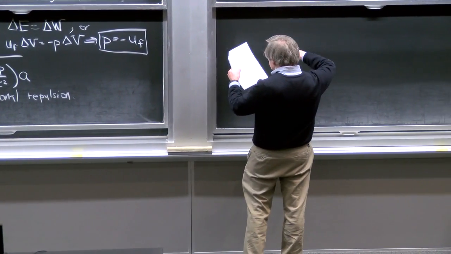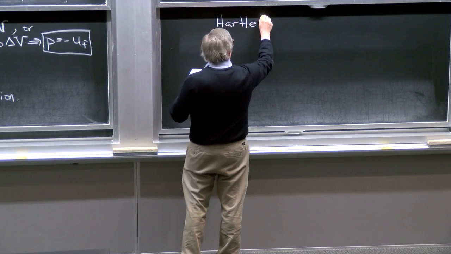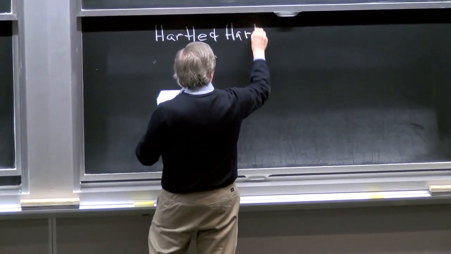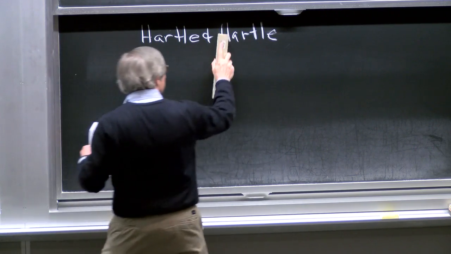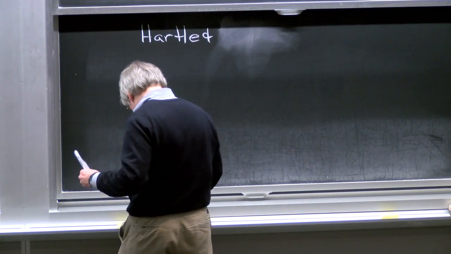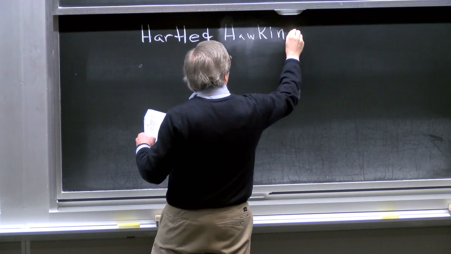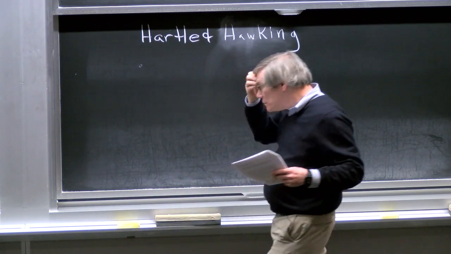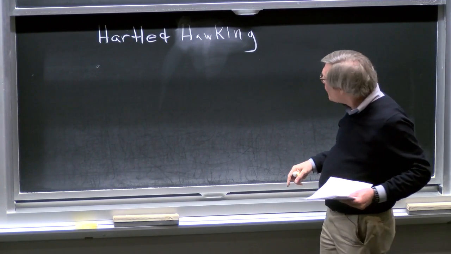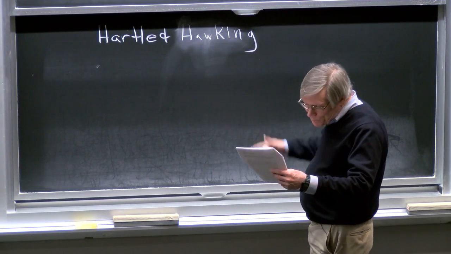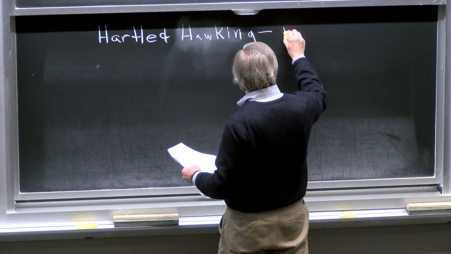An idea closely related to this tunneling from nothing is the idea of Hartle and Hawking. I'll write this. And this is Jim Hartle of UC Santa Barbara, who's also the author of a general relativity textbook now, and Stephen Hawking, who you must know, from Cambridge University. They propose something called the wave function of the universe.